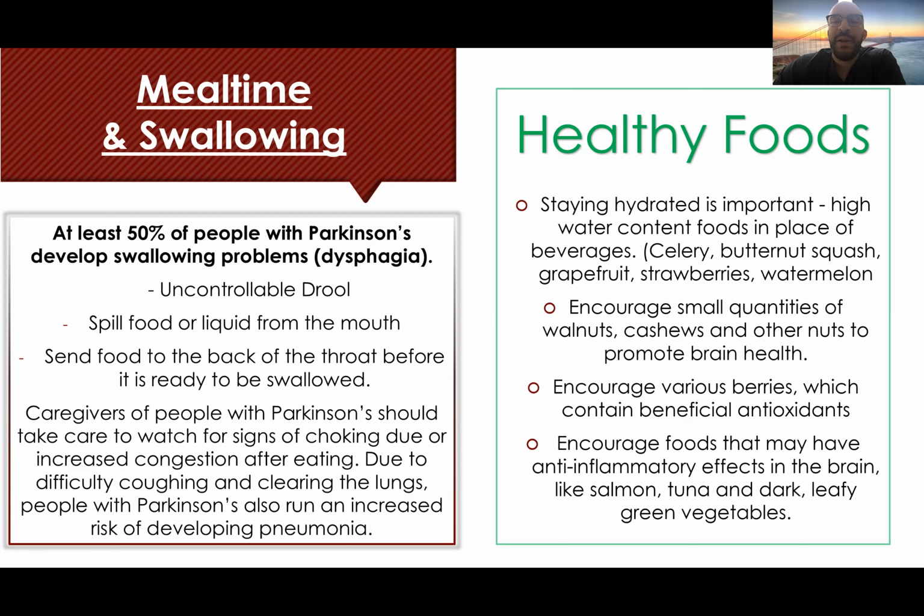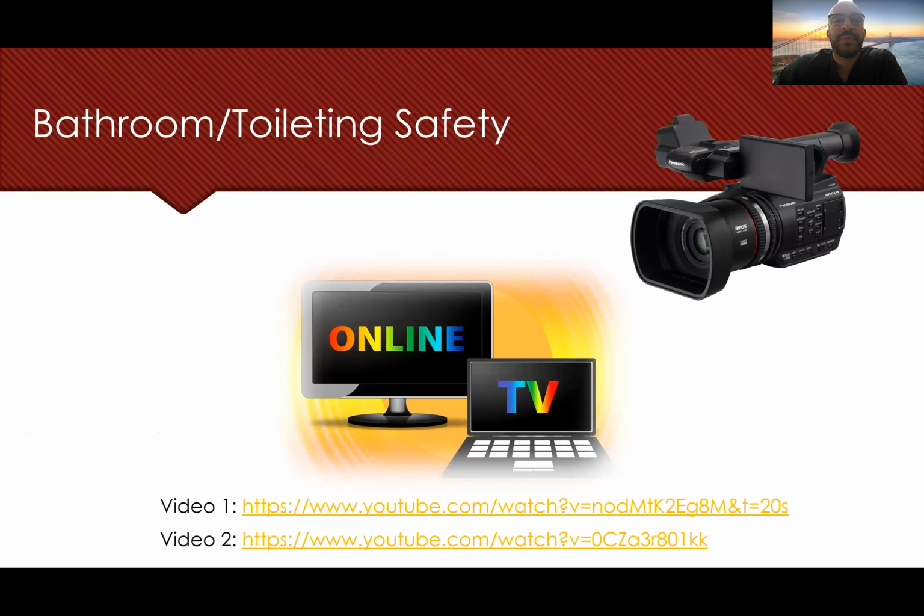Also, various berries, which contain beneficial antioxidants, which also help relieve free radicals from the body. And also we want to encourage foods that may have anti-inflammatory effects in the brain, like salmon, tuna, and dark leafy green vegetables. They have rich anti-inflammatory effects, which can help improve the health in the brain.